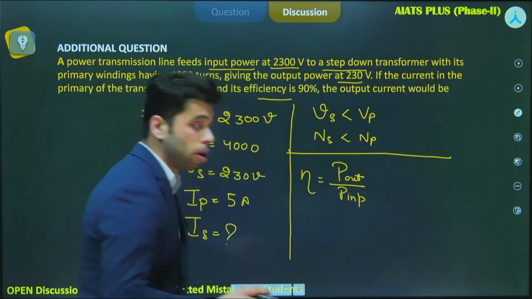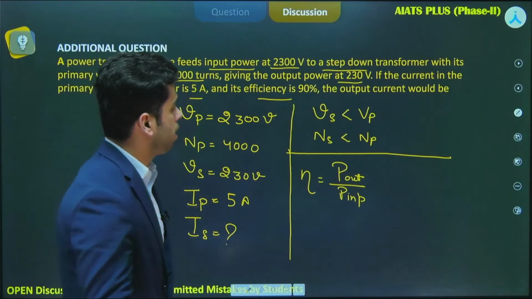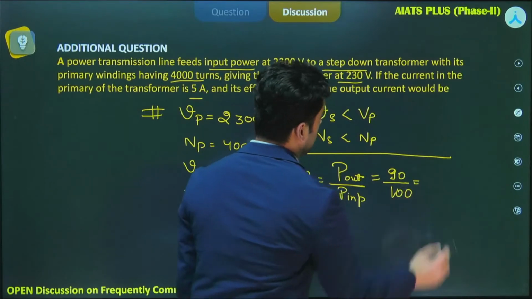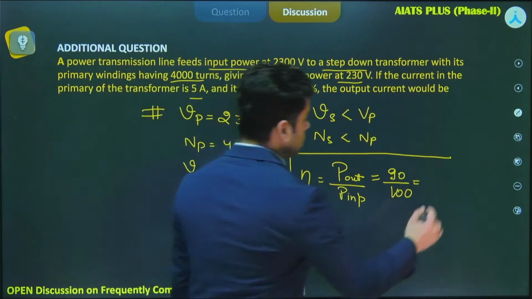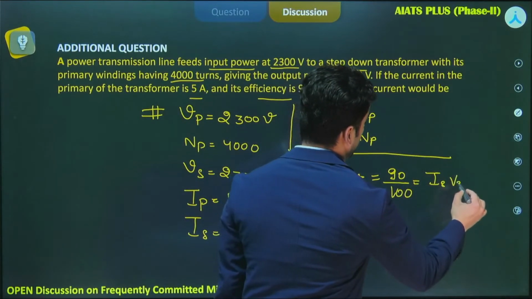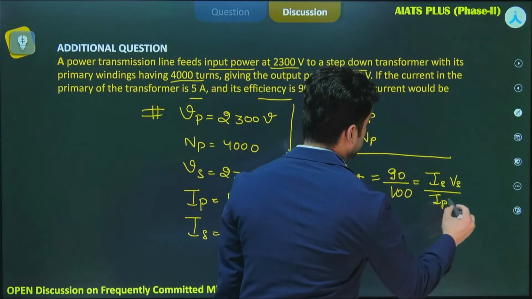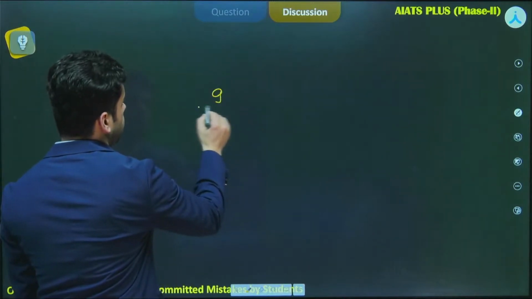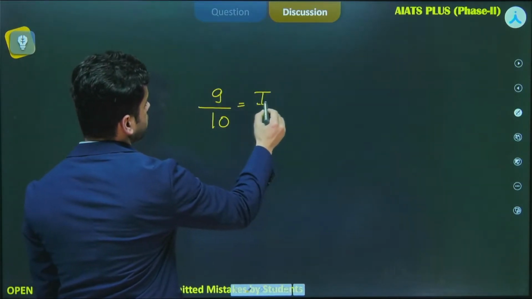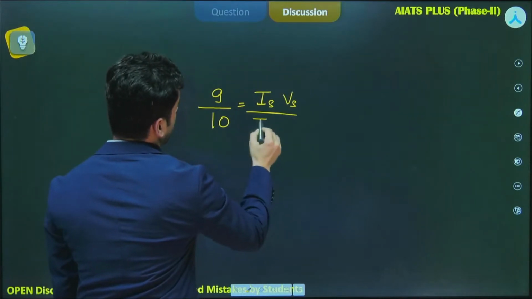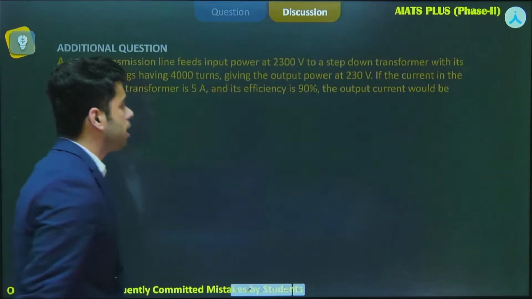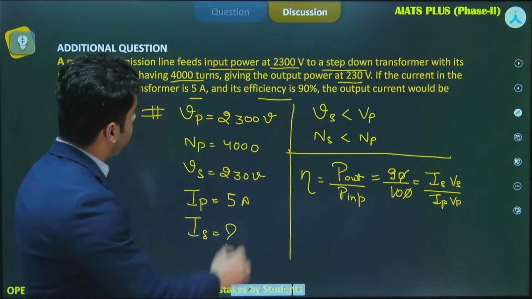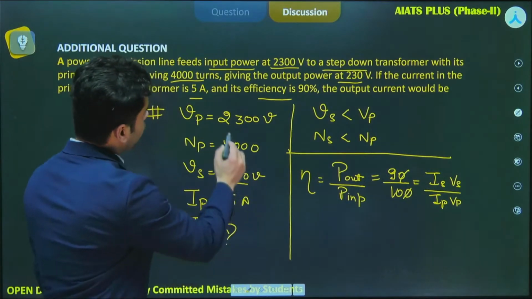Now, according to the problem, the efficiency of the transformer is 90%. So I can write that 90 by 100 is equal to output power. Let me write the expression for the output power. It is Is Vs. And what about the input power? It is Ip Vp. So I can write that 9 by 10 is equal to Is Vs upon Ip Vp. Now we just need to put the data. Is is what we are required to find. Ip is 5 ampere, Vs is 230 volt and Vp is 2300 volt.